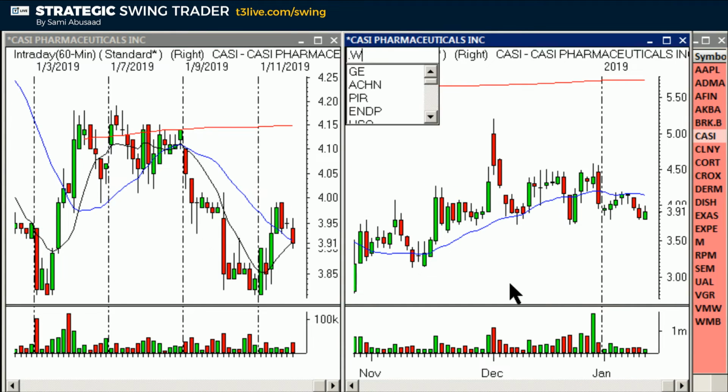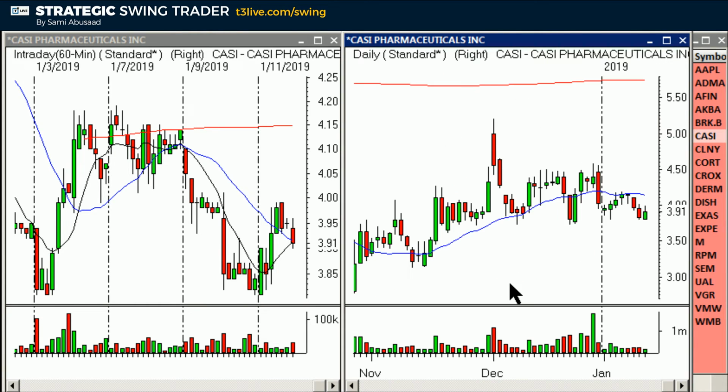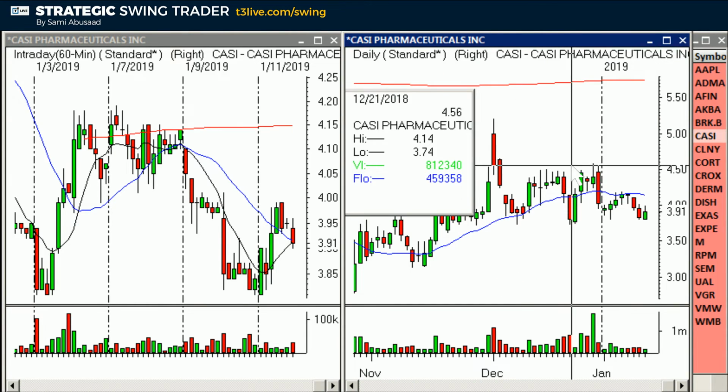CASI is a weekly sell setup. That's a nice weekly sell setup right off the declining 20. Short right here, stop above the highs.